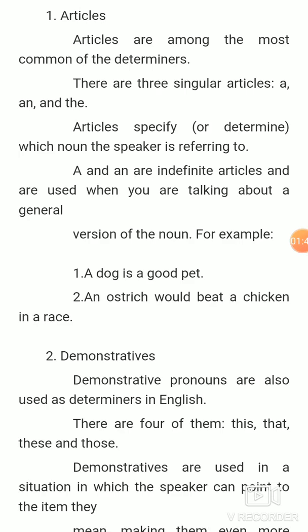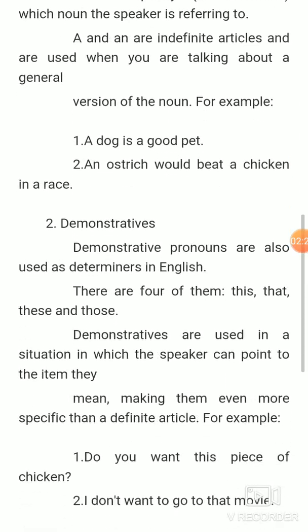Articles are among the most common of the determiners. There are 3 singular articles: a, an, and the. Articles specify which noun the speaker is referring to. A and an are indefinite articles and are used when you are talking about a general version of the noun. For example, a dog is a good pet. An ostrich would beat a chicken in a race. So these were the examples of article determiners.